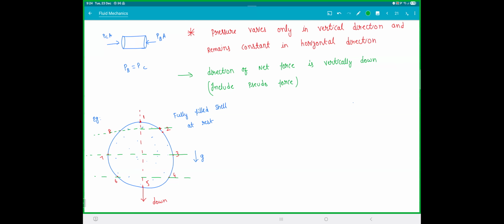Right now, if I ask you, arrange the pressures in ascending order, which point will have the highest pressure? The deepest point will have the highest pressure, P5. Then P6 and P4 are equal because they're at the same horizontal level. Then P3 and P7 are equal, then P2 and P8 are equal, and then finally P1. This is the order. Clear with this? So as you go down, the pressure increases. At a horizontal level, the pressure is the same. Clear?